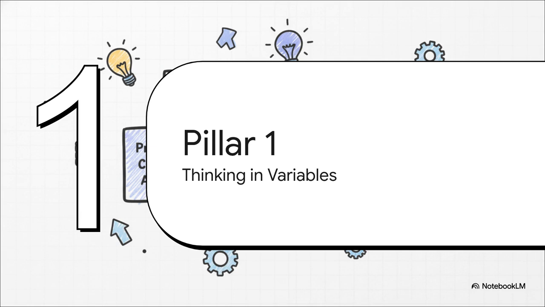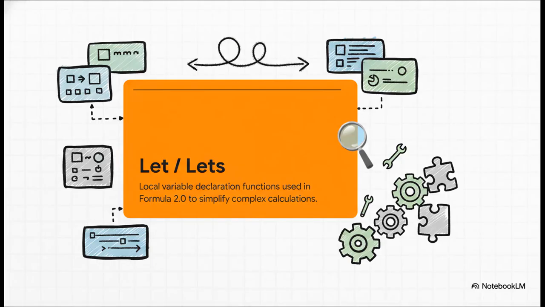To build an intelligent system, we have to teach it how to think, and that means processing logic in clear, simple, and readable steps. Our main tools for this are the let and lets functions. Now, don't just think of these as a temporary scratchpad. It's more like you're teaching the formula to think step by step. Instead of trying to write one giant monster formula that's impossible to read, you can break it down. You define a step, give it a name, and then build on it. It makes everything so much easier to build. And believe me, so much easier to fix when something goes wrong.